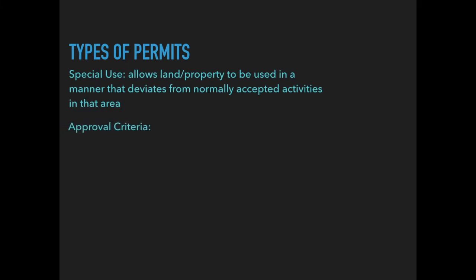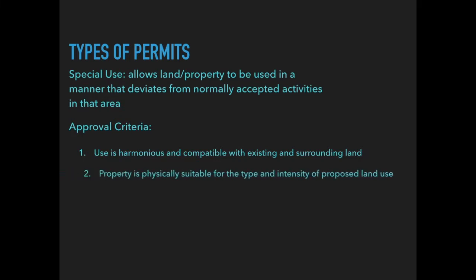The following is the approval criteria for special use permits. Number one, the use must be harmonious and compatible with the existing and surrounding land. For example, it would not be permissible, nor would it be a good idea for a factory to go into a commercial district. Number two, the property is physically suitable for the type and intensity of the proposed land use. For example, land intended for a factory must be able to support heavy industrial activity.